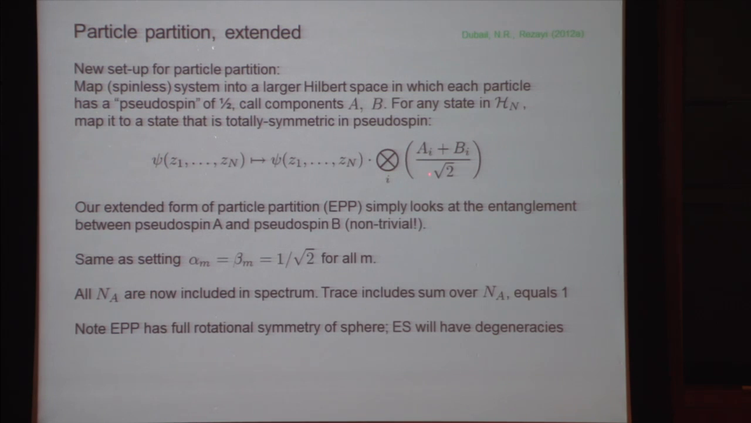But now what I do is I decide to look at the entanglement between the up spins and the down spins, the A and the B. And you may say from this, well, that must be trivial. But it's not trivial in general. And in the language I used earlier, this is equivalent to setting alpha_m equals beta_m equals 1 over square root 2 for all m, regardless. And you can easily see that from this. So in this case, we certainly have all N_A in the spectrum, unlike the way that people defined particle partition originally. And we have to sum over N_A when we take the trace.